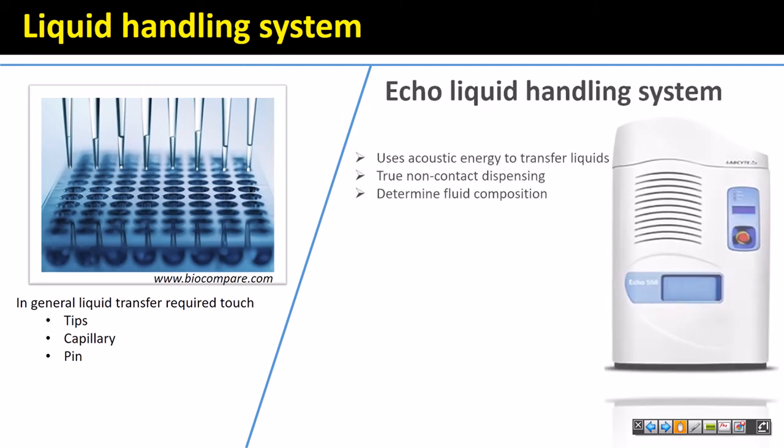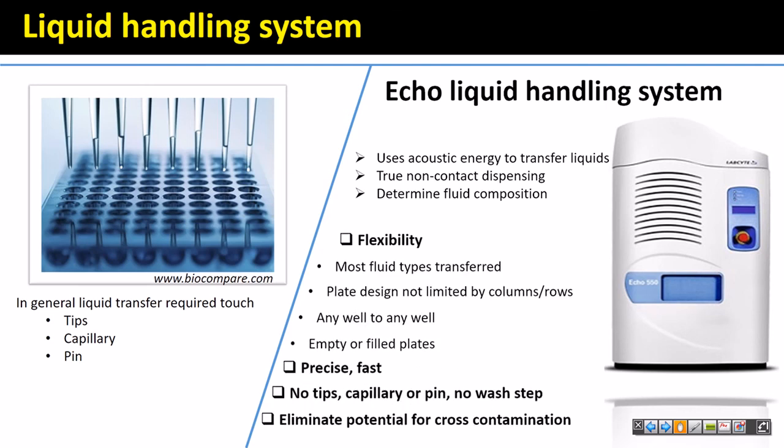So here I am going to talk about a liquid handling system which has totally unique properties compared to all traditional liquid handling systems. It is called the Echo liquid handling system, and it uses acoustic energy to transfer the liquid. It does not use any tip, pin or anything like that. This is really a smart instrument, and it determines the fluid composition and those things. I will talk a little more in detail here.